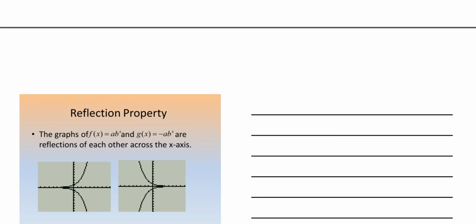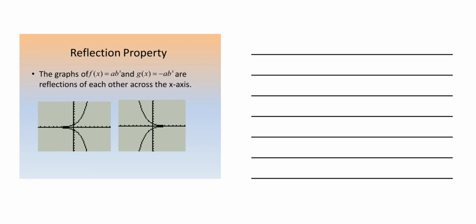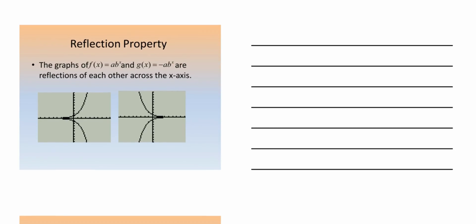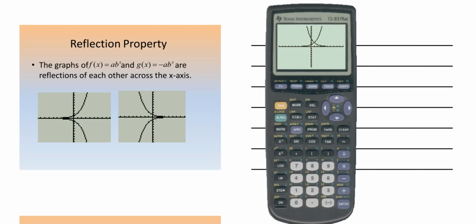So going on to the next one, notice we also have what we call a reflection property. The reflection property tells us that the graph of f of x equals ab to the x and g of x equals negative ab to the x are reflections of each other across the x-axis. That just means that if we have a positive a value, they would be our regular graphs. Once again, here's a view of our regular graphs up above the x-axis. They're positive. On the other hand, if I make them negative, then we would have graphs that look like what we have there.